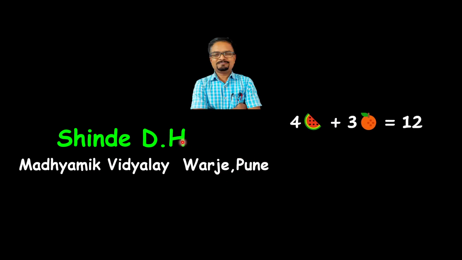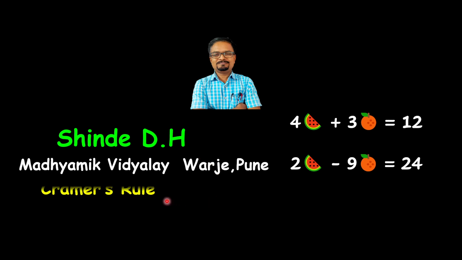We will continue the chapter linear equation in two variable. Today we will solve practice set 1.3 question number 2. Solve the following equation using Cramer's method. Equation is given 3x minus 4y is equal to 10 and 4x plus 3y is equal to 5.